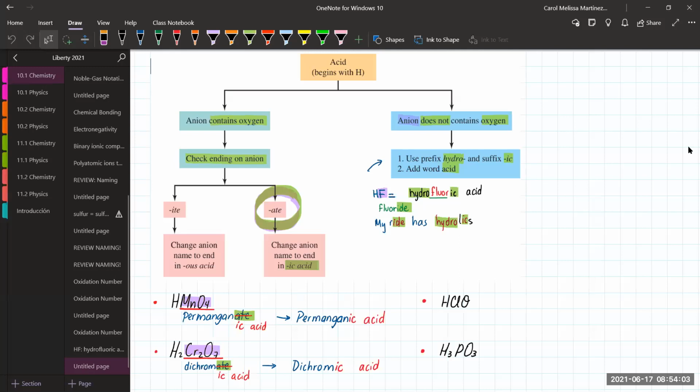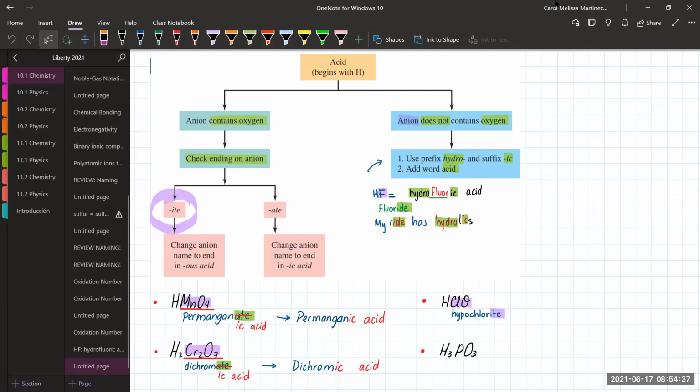Here, the anion is ClO. What is the name of this anion? Hypochlorite. Again, we check the ending. The ending is ITE. So I go to my chart and I look for ITE and I follow the procedure.